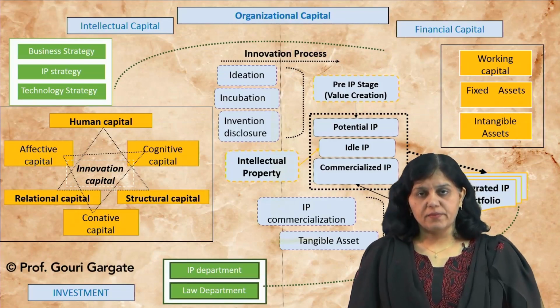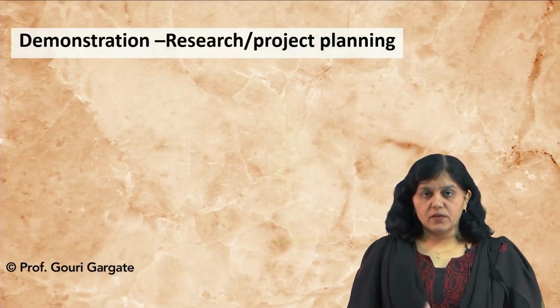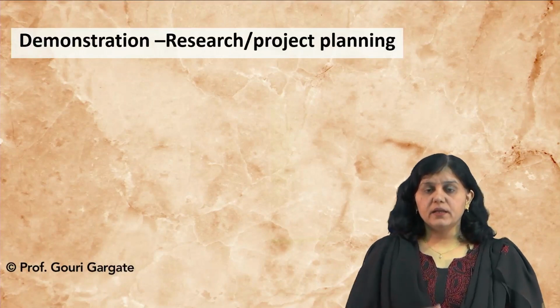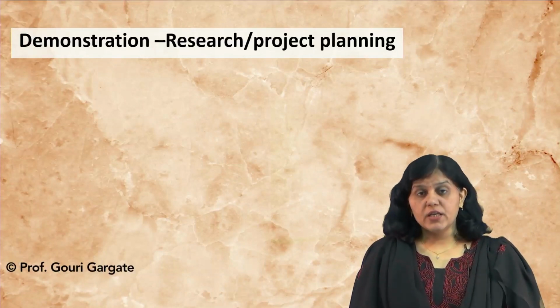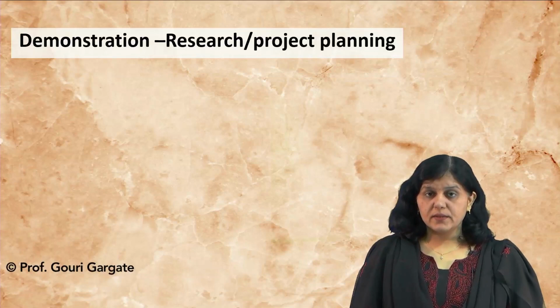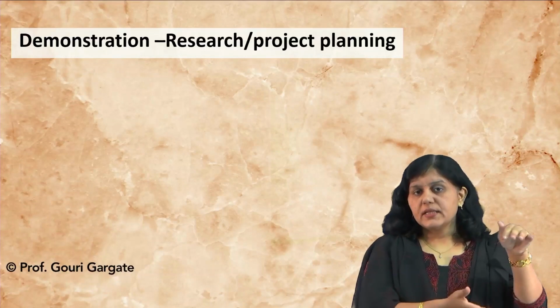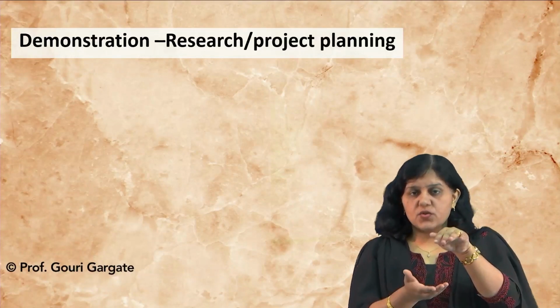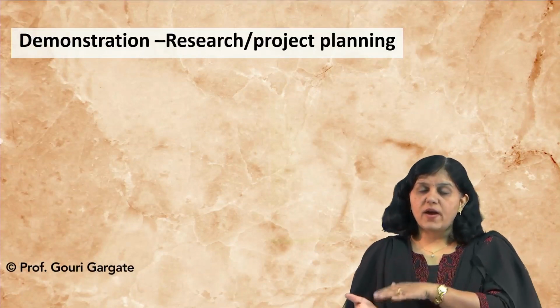Those strategies are determined. So in all, what is happening here is that you can see the role of the IP department and the legal department, how the different strategies work, how intellectual capital and assets are important, and how the process moves from the invention stage to invention disclosure to actual IP commercialization, moving from the investment side towards a financial gain, right?